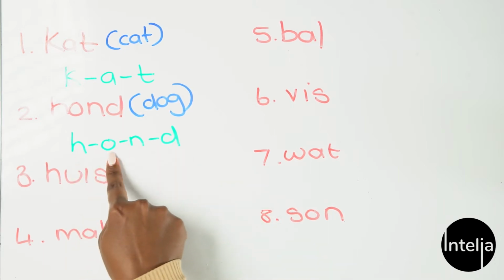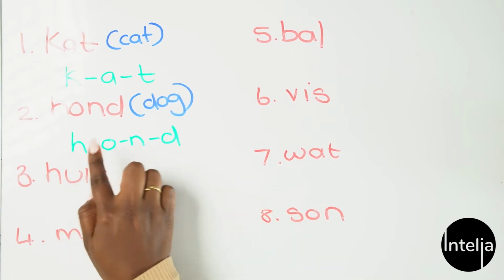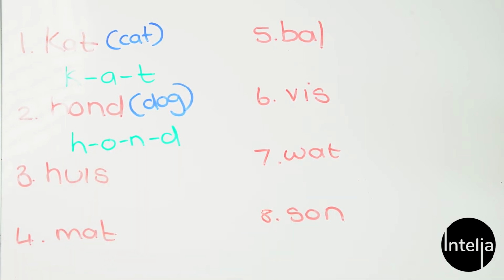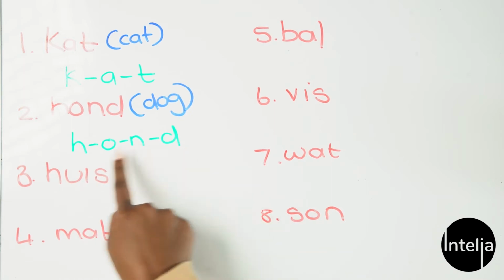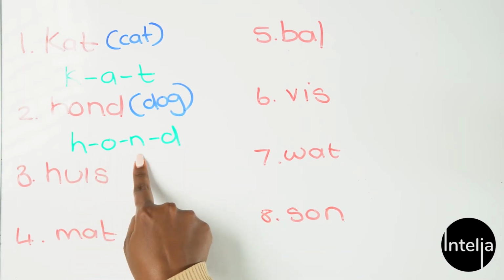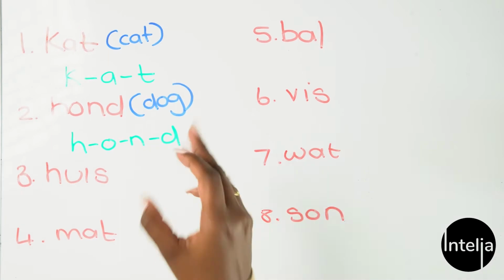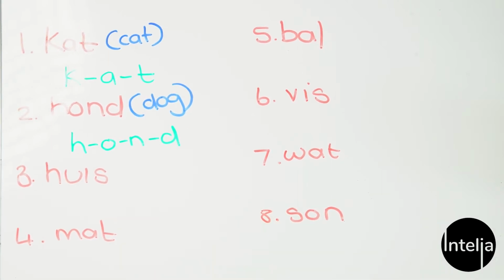H, o, n, d. H and O makes the sound of ho. So it's h and o, and then together that is ho. So that is hond, o, n, d. So d sounds a bit like t in Afrikaans. Hond. Okay, we don't say hond, we say hond.